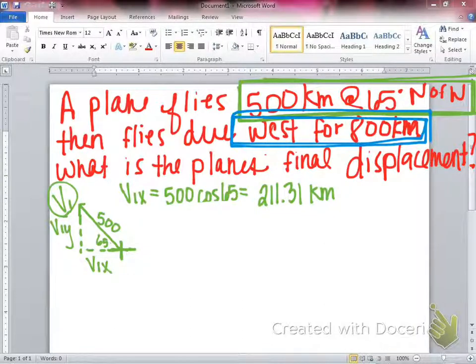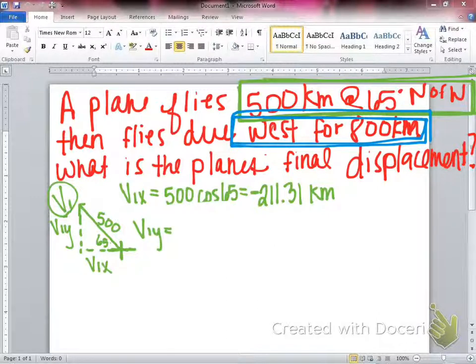Do we agree on our component here? What are we missing though? A negative. Why do we have to include a negative here for V sub 1x? It's going to the west. So your math is not going to show you that. You have to look back after you solve for that component and decide, is it going north, east, south, or west? If it's going west or south, you have to add that negative. Okay? That makes a big difference.